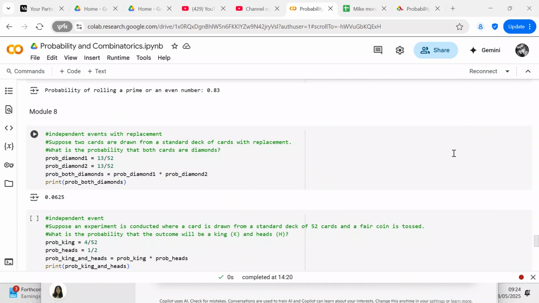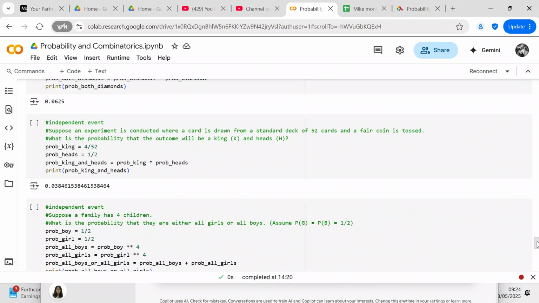The probability of diamond 1 is 13 over 52 because you've got 13 cards in a suit and 52 cards in a deck, and then the card is going to be replaced. So the probability of diamond 2 is 13 over 52 as well. The probability of drawing both diamonds is probability of diamond 1 times probability of diamond 2, which is 0.0625. So it's a 6.25% probability.